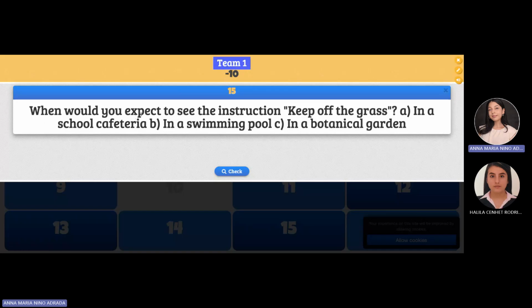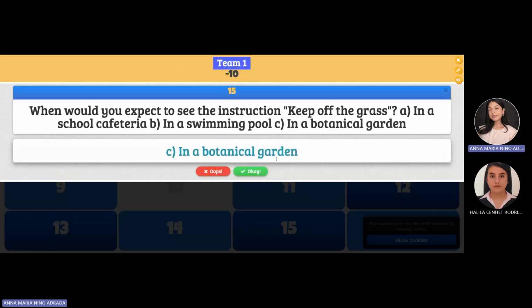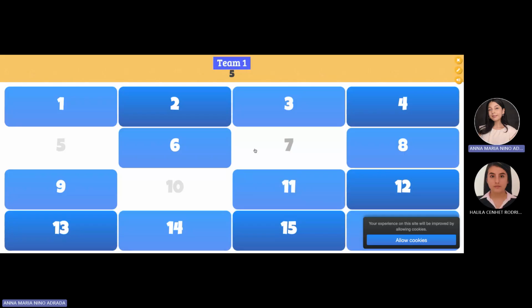So when would you expect to see the instruction, keep off the grass? Like don't step on the grass. In a school cafeteria, in a swimming pool, or in a botanical garden? The letter C. Okay, let's check. Great job. Thank you so much. Okay, for now, I think those will be all the questions that we will do.